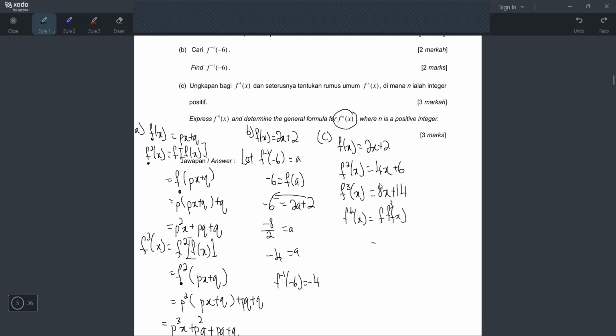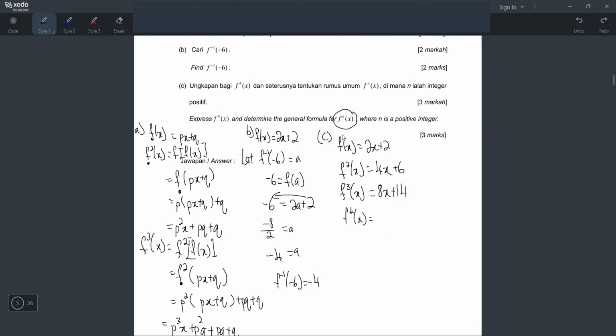But there is actually another method, because you already have your fx, your f power 2x and f power 3x. So you can notice a pattern here. What is the pattern here? 2x, 4x, 8x. So what do you think? These are all power 2 numbers. 2 power 1, 2 power 2, 2 power 3, right?